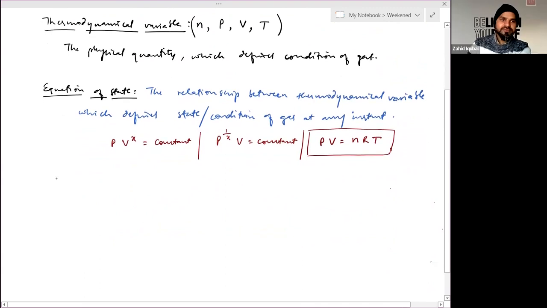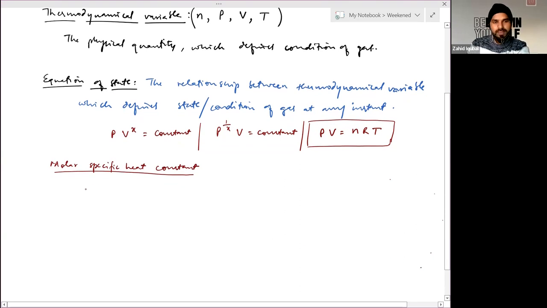Now, related to this equation of state, we may define molar specific heat constant or capacity, which I had already defined in the last chapter, thermal properties of matter. But mainly we have to define it for this part. So to state, the amount of heat energy required to change 1 mole of gas by 1 degree centigrade or 1 Kelvin at a given condition.